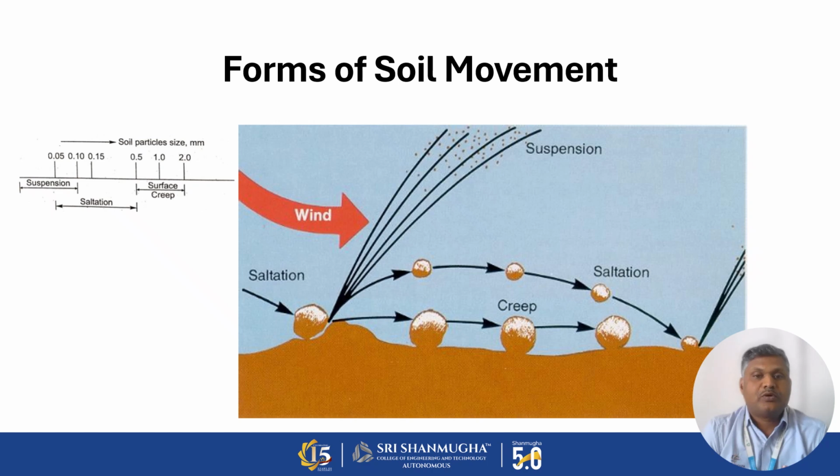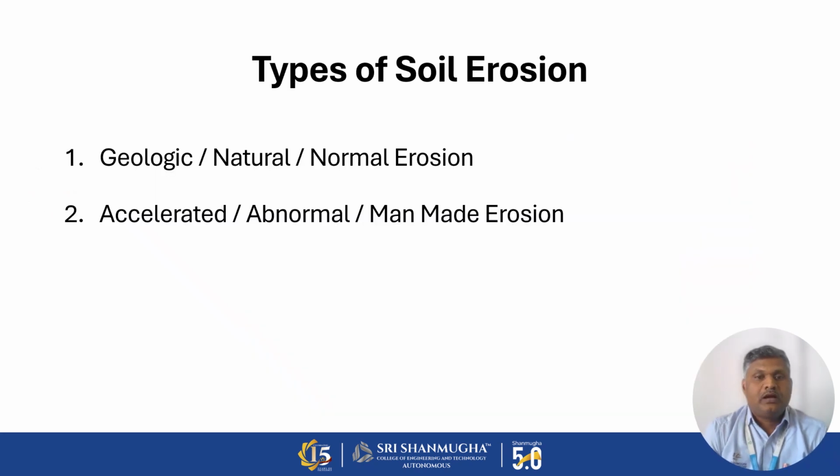So the soil movement takes place by three processes: suspension, saltation, and surface creep. The next one is the types of soil erosion.